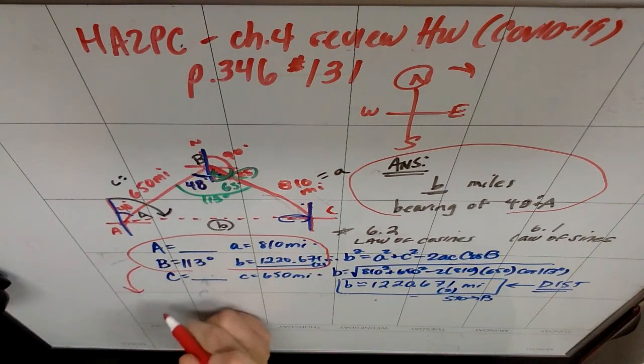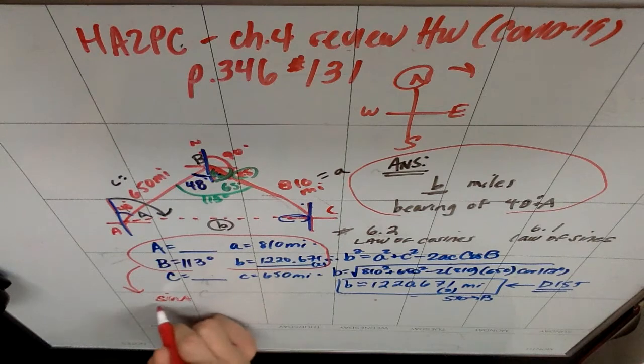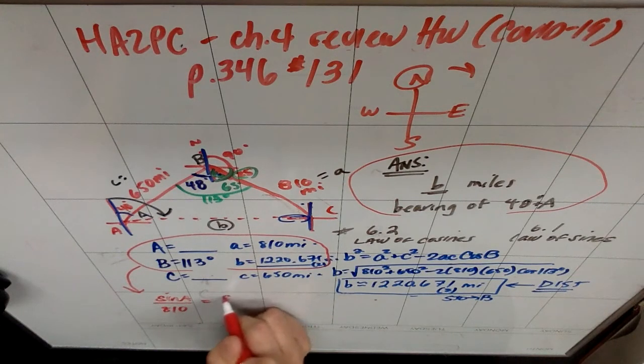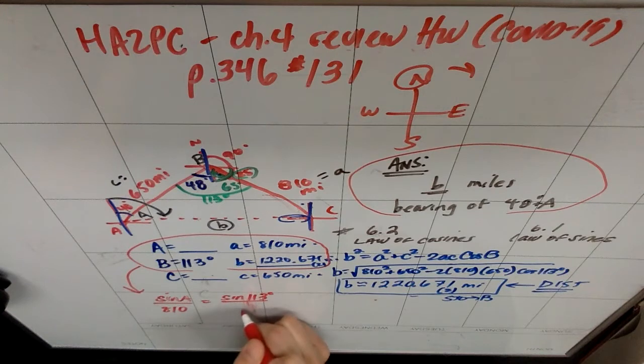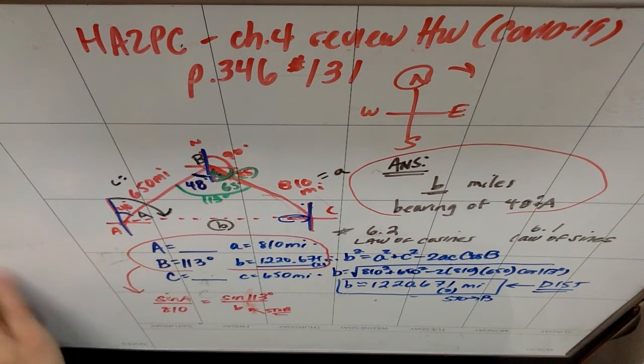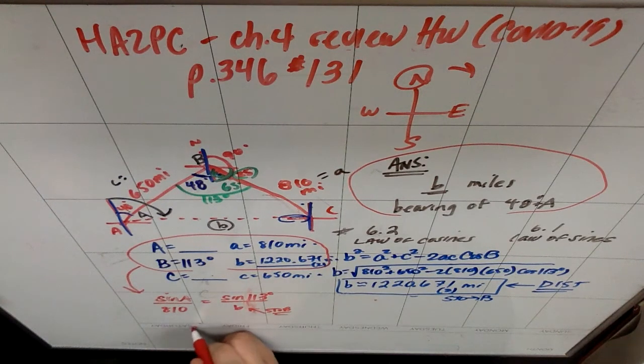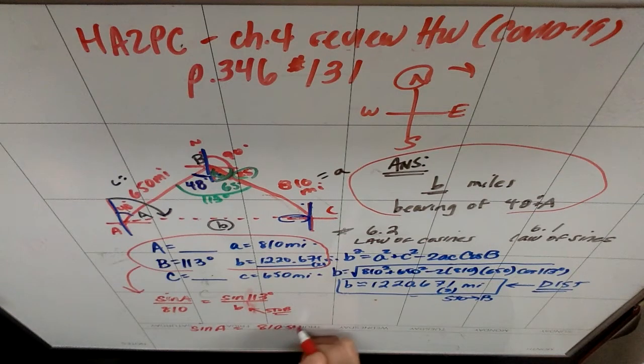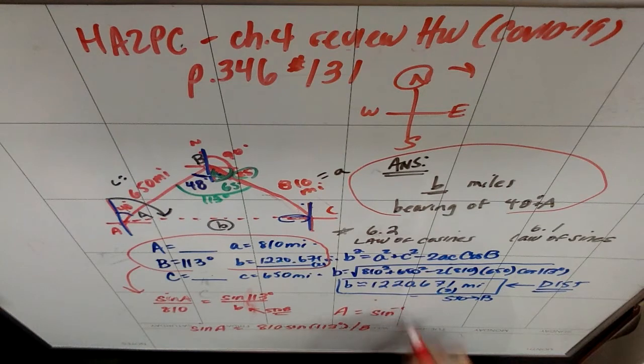So now I'm going to use the law of sines. The law of sines says that the sine of big A, which is the thing I don't know, over little a, which is 810, equals the sine of big B, which I know, 113, over little b. But remember, I stored that as b in my calculator. So if I solve for sine of A, I'd move the 810 over, and I'm going to get sine of A equals 810 sine of 113 degrees divided by the thing I called b. And so my A is going to be the inverse sine of that whole mess: 810 sine of 113 degrees divided by the thing I stored as b.